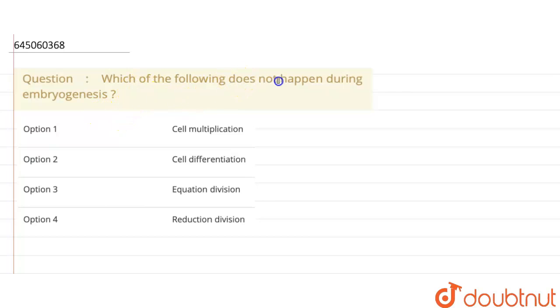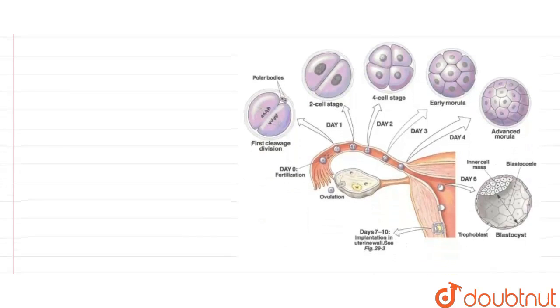Which of the following does not happen during embryogenesis? Now, embryogenesis is what? It is the formation of embryo. Alright. So let's very briefly look at all the steps that take place during embryogenesis.